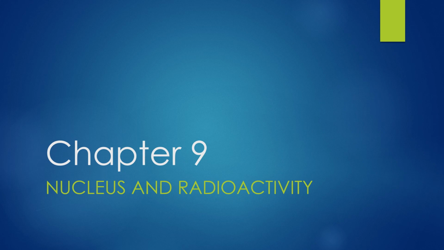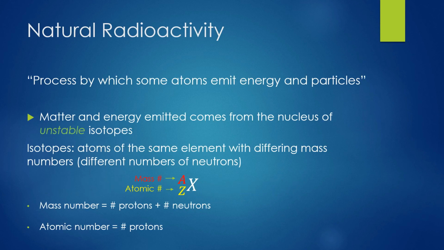Chapter 9 is focusing on the nucleus and radioactivity. We're going to be exploring natural radioactivity, and this is a process by which some atoms can emit energy and particles. So matter and energy are emitted, and they can come from the nucleus of unstable isotopes. So that's the key. It needs to be unstable.